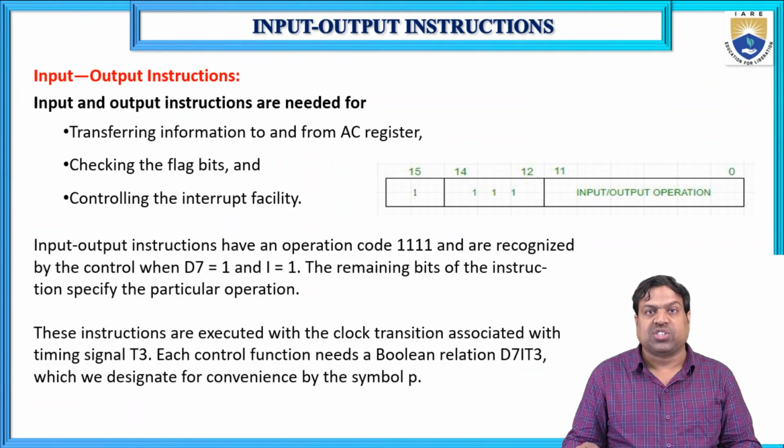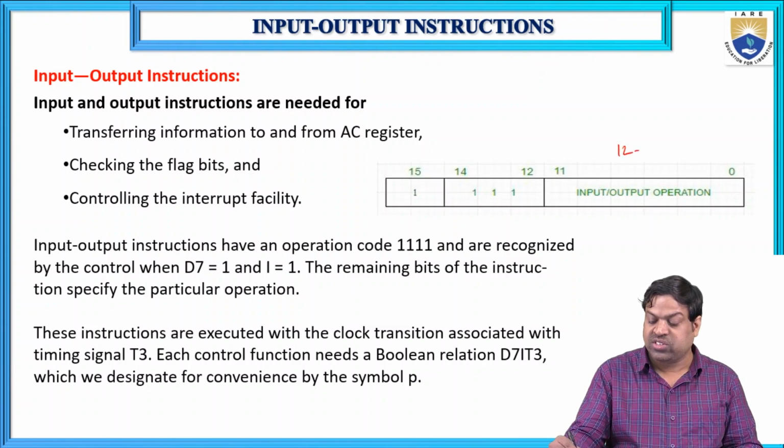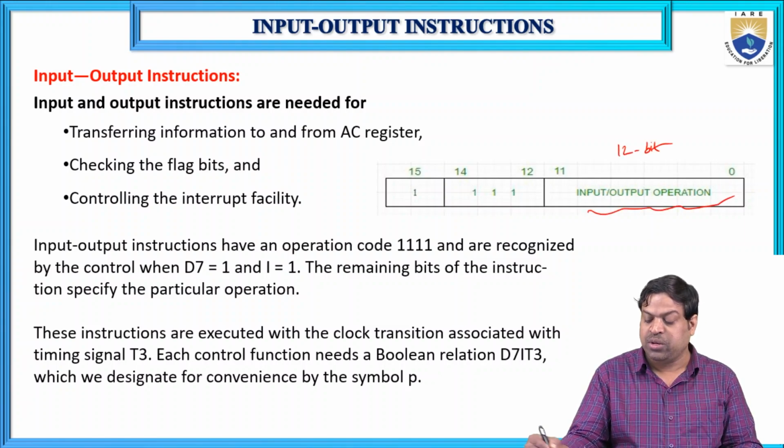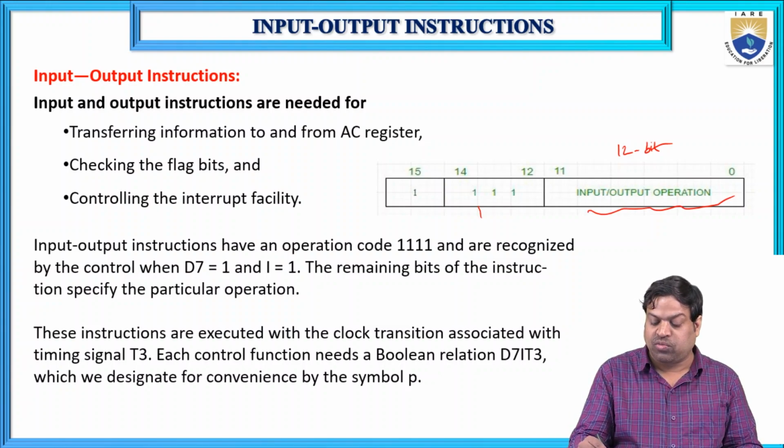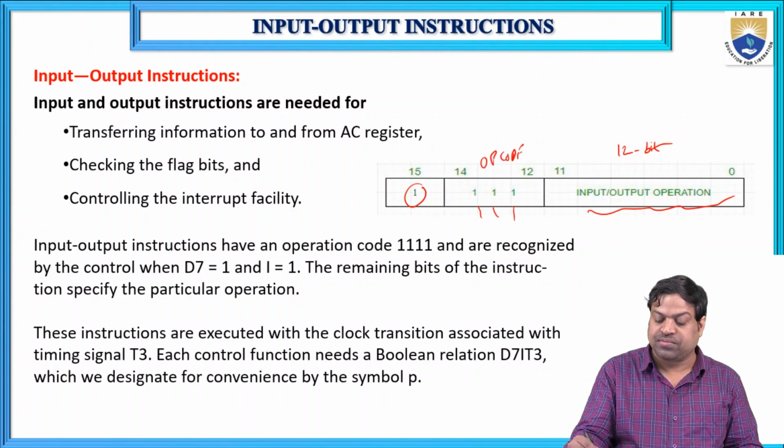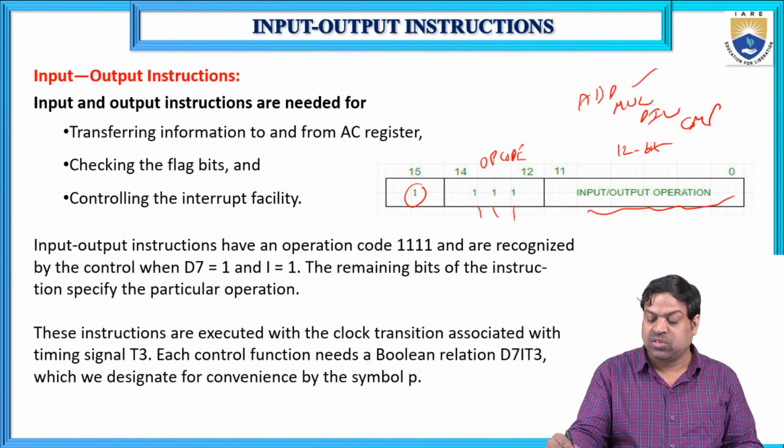And input output instructions. Input and output instructions are needed for transferring information to and from the accumulator register, checking the flag bit, and controlling the interrupt facility. So here I am taking bits 0 to 11, that means it is 12 bits of information. That is the input output operation. And bits 12 to 14 are 1 1 1, that means here opcode. Opcode means add, mul, division, compare, CMP, like this. So these instructions I am taking as an opcode. It is 3 bits.